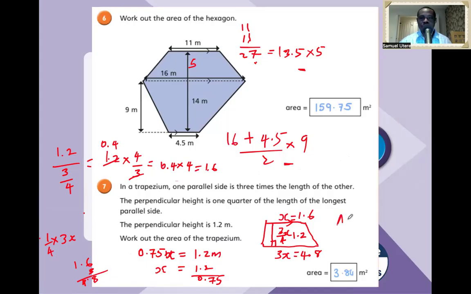So the area, so I'll let you finish this one by yourself, will be 1.6 plus 4.8. We're going to halve it, okay? And then we're going to multiply by 1.2. And that is what will be our area, okay? So work it out and you would see that that is what your answer will be. So 1.6 plus that, we have it, and then we times by 1.2.